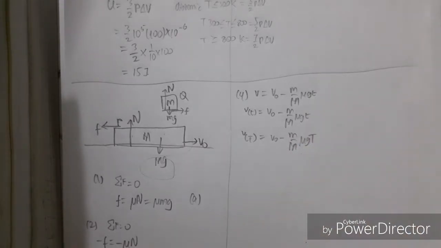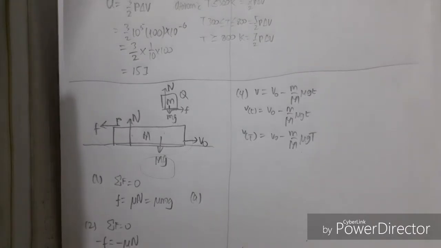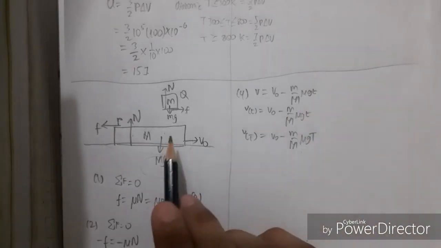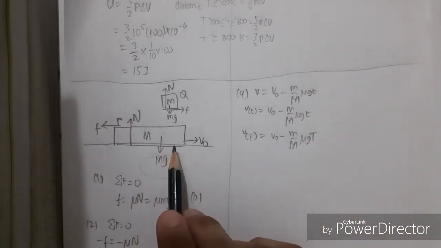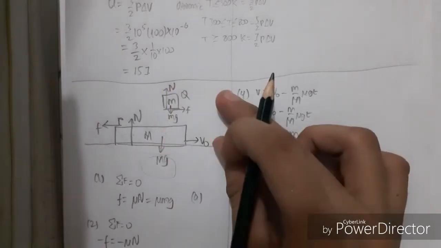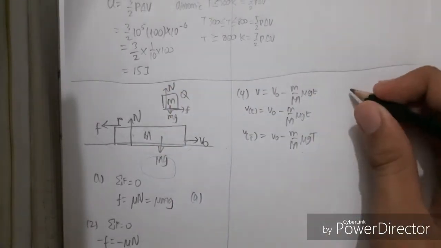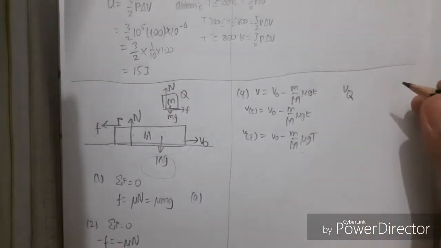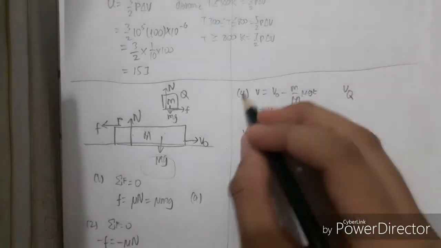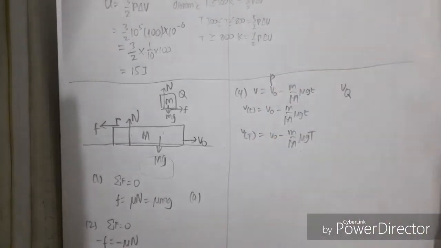Okay, so the way we actually do it is pretty much different from any other type of value that we have got before, right? Because block P and block Q are moving together, right? So we have to calculate for block Q. All of this happens on block P.